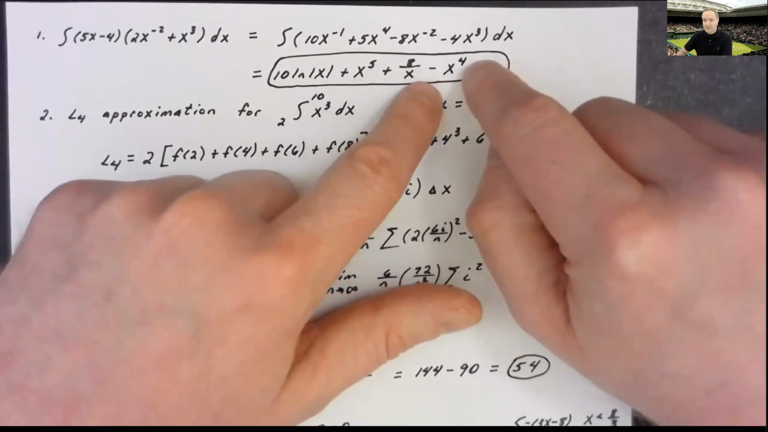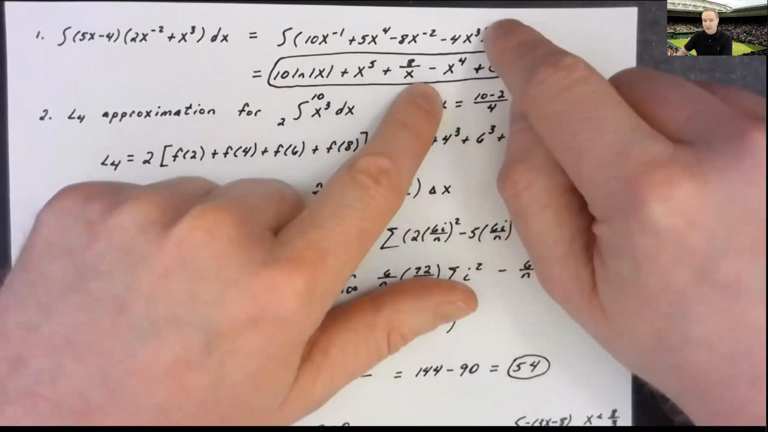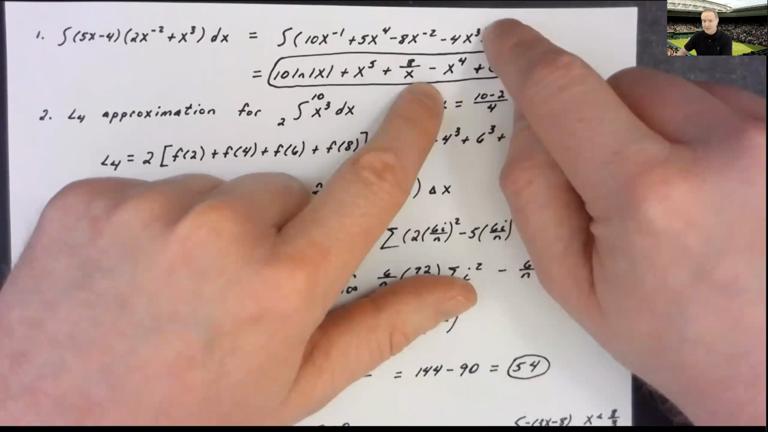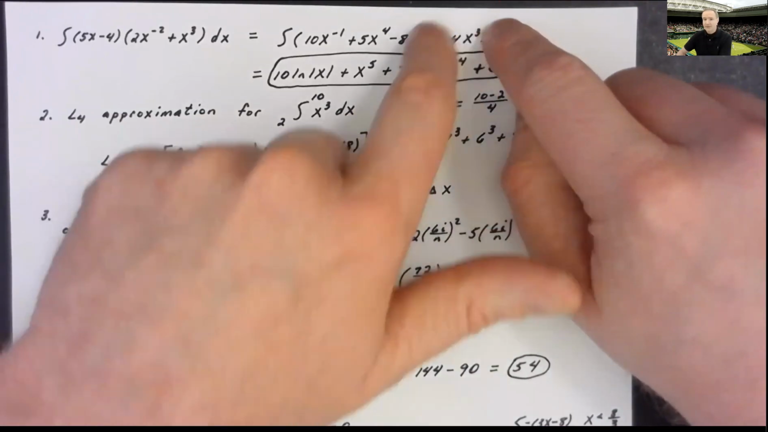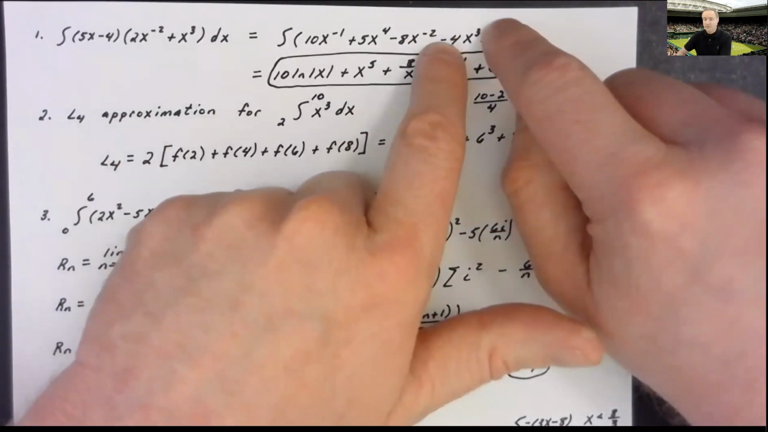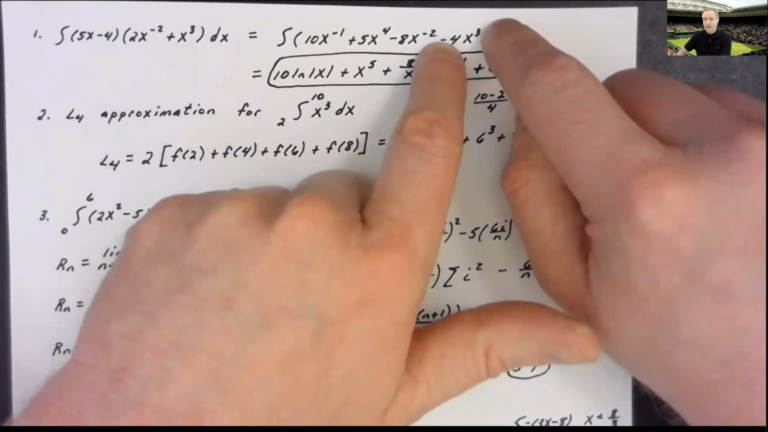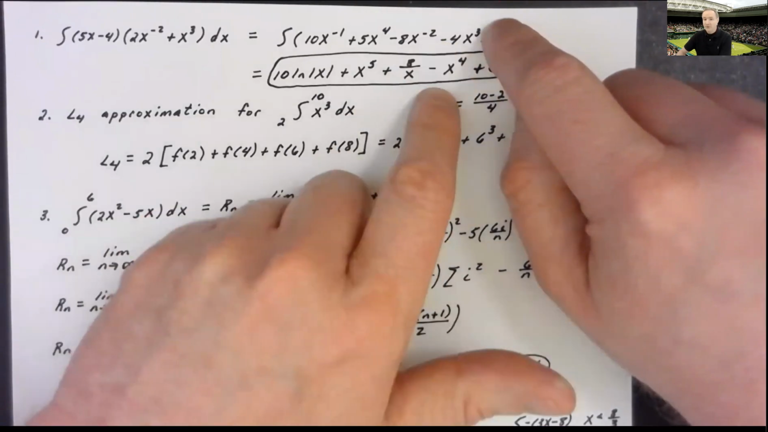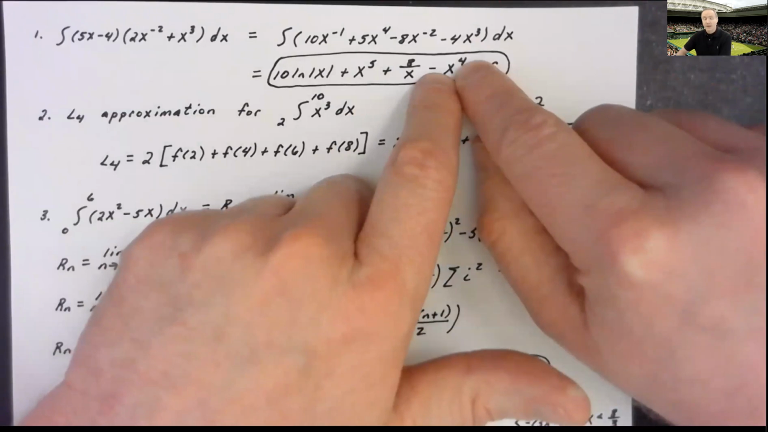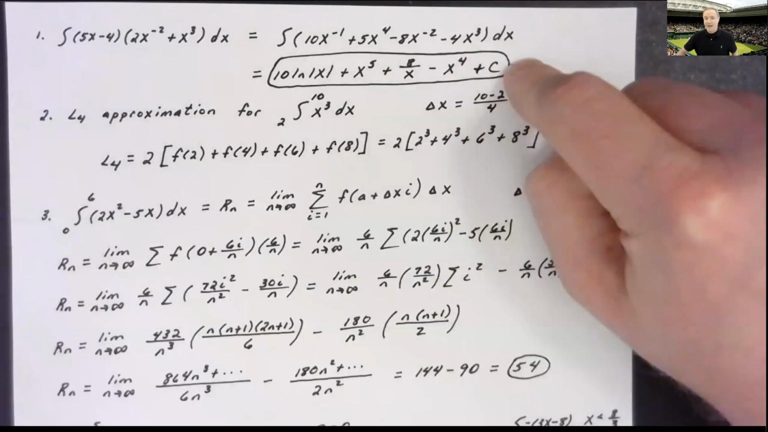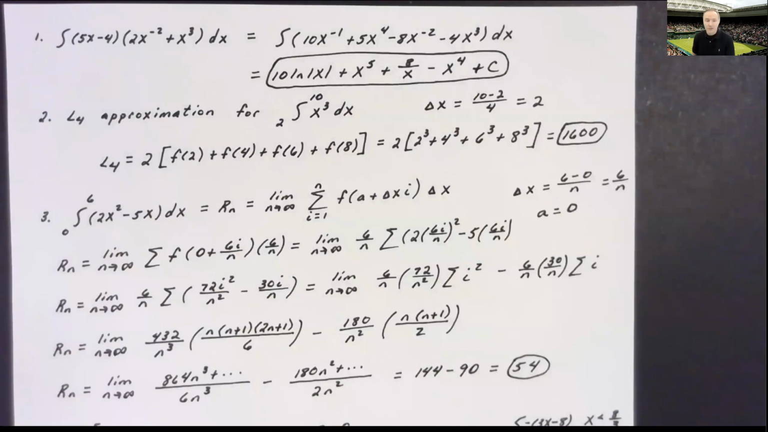The fourth term becomes easy because we know when we increase the exponent by 1 to x to the fourth, then you need to divide the coefficient by 4. 4 over 4 is 1, so we have minus 1 x to the fourth, or just minus x to the fourth. And then please remember, you always have to add in your constant of integration.